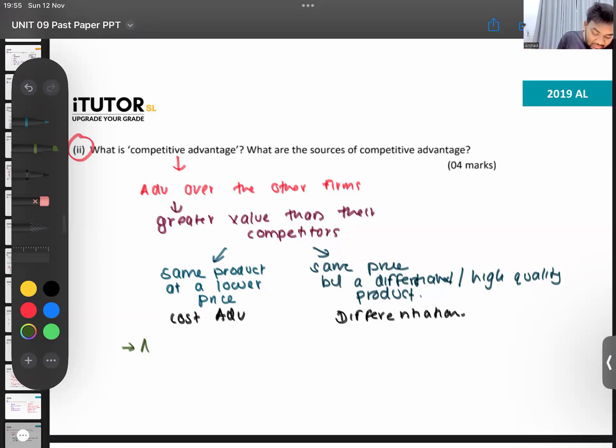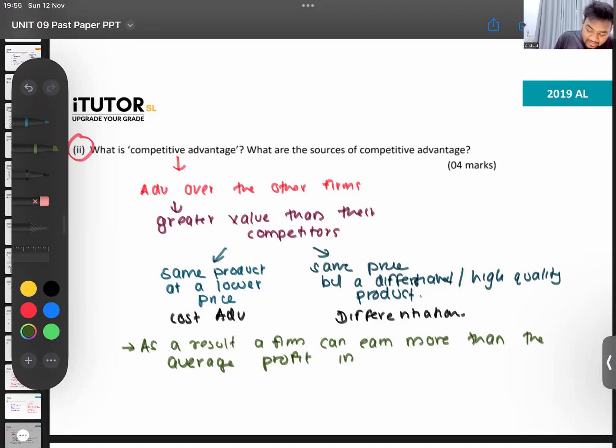So as a result, what can happen? A firm can earn more than the average profit in the industry. You can earn more than average profit in the industry. So you can write this. It's the first time you are writing this. There is another question for that which I will not explain again. For 2 marks, it's really unknown, but if you can cover these points, perfect.